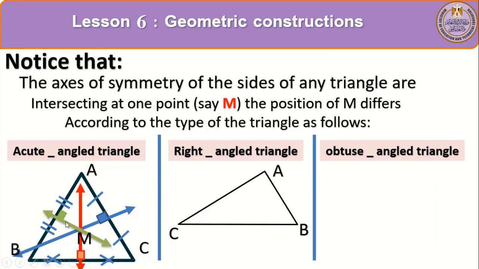Okay, in the previous example, when we talk about the acute angle, the axis of symmetry must divide the side of the triangle into equal parts, because this point must be the midpoint of the side of the triangle. Now we draw the axis of symmetry of AB intersect at this point. After that, we draw the axis of symmetry of AC, and the two axes intersect at this point. After that, we draw the axis of symmetry of CB using the previous steps.